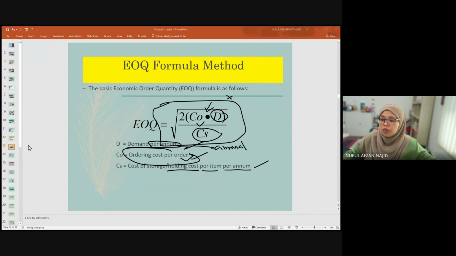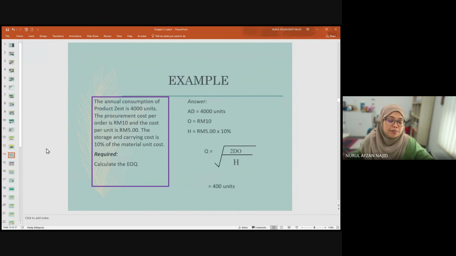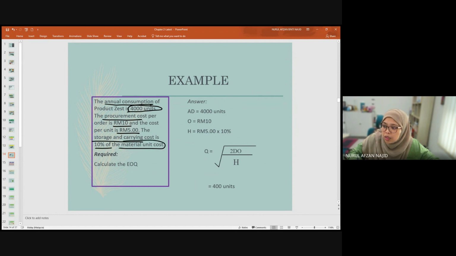Macam tu. Okay, contoh. This is a very simple example. Okay, everything is given in the question. Tak mungkin soalan test you macam gini lah ya. Okay. Alright. So, the annual consumption of product Z is 4,000. Annual consumption. Buat macam tu. Highlightkan apa yang sepatutnya. The procurement cost, RM10. Cost per unit, RM5.